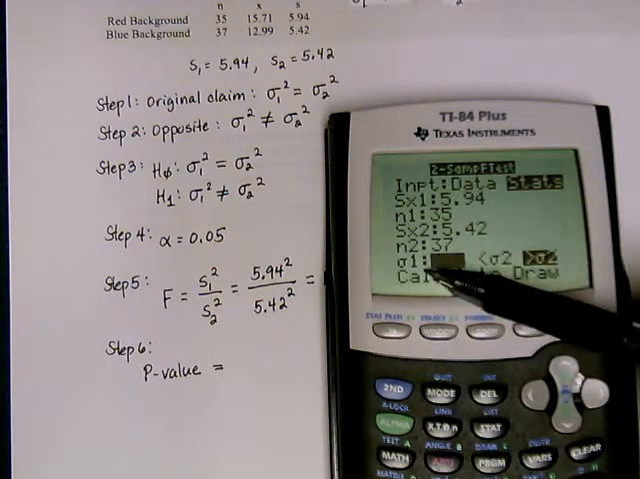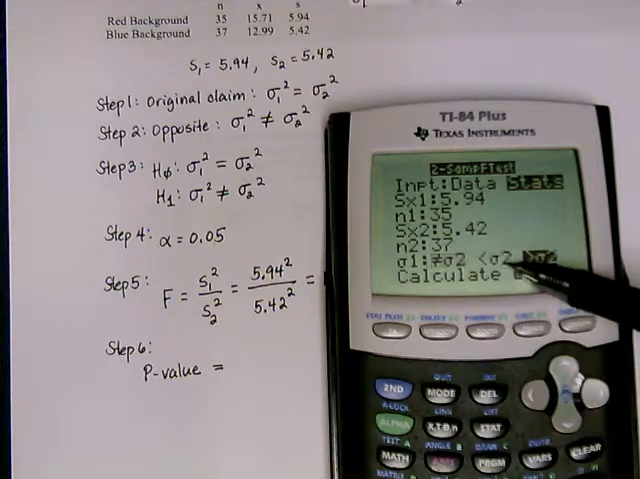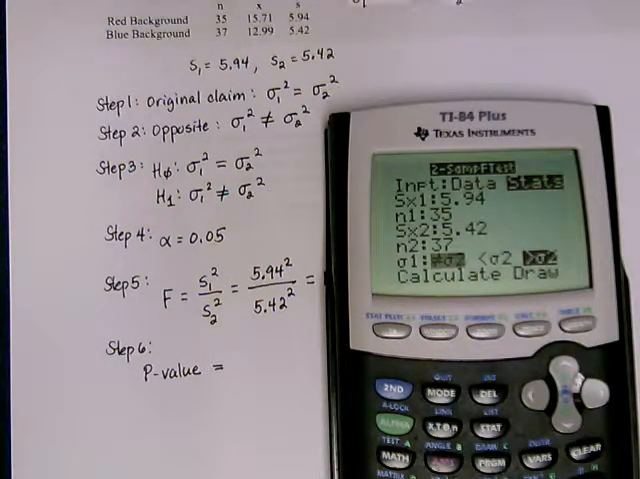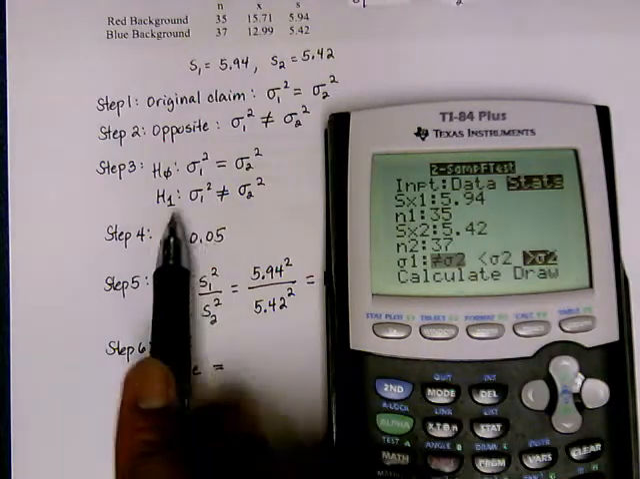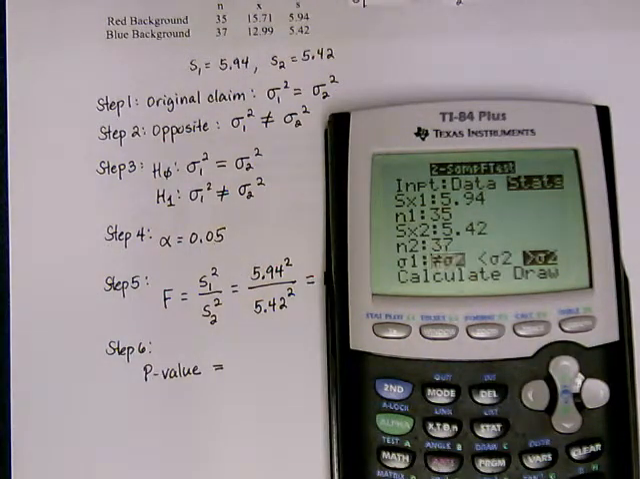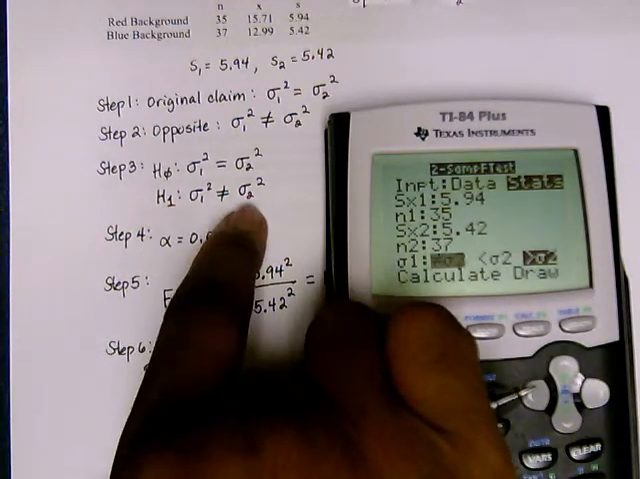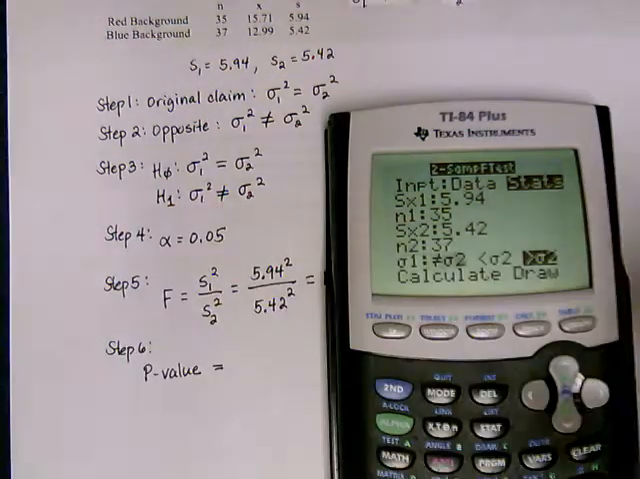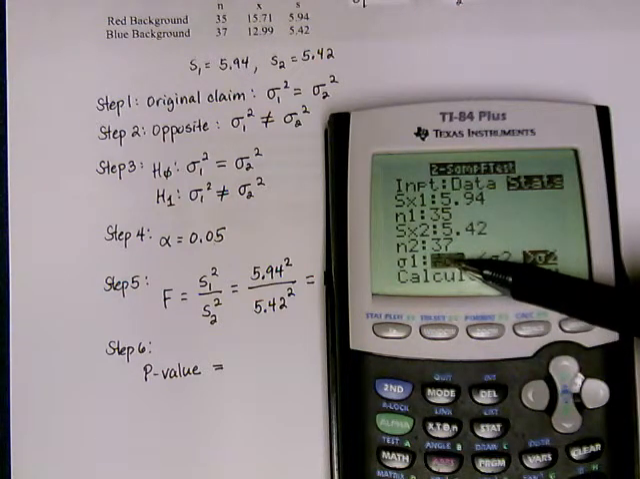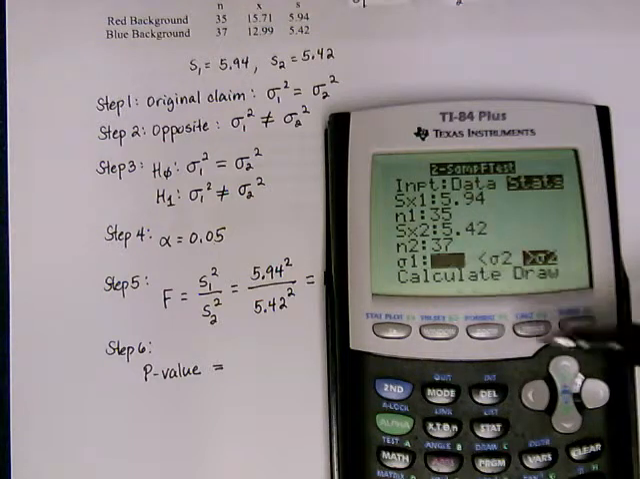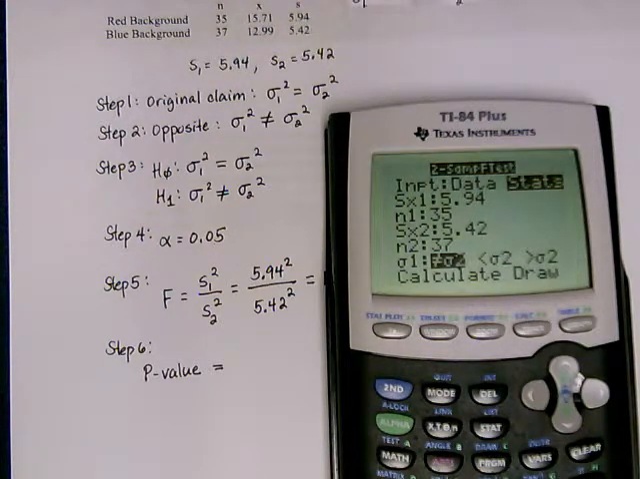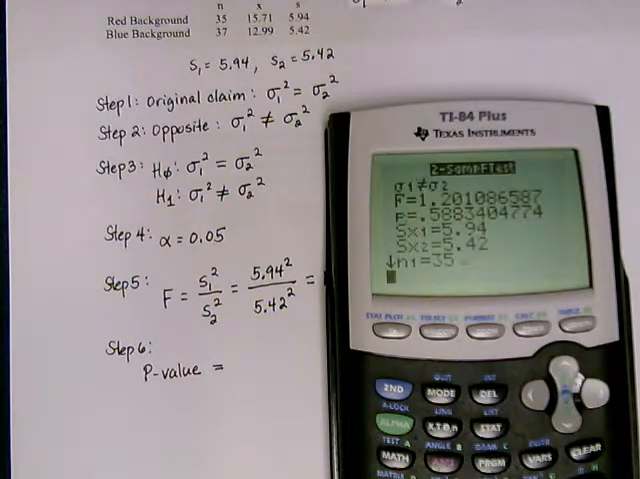Now for sigma 1, I have 3 options to choose. I have to look at my alternative hypothesis to determine which one I'm going to use. In this case, H1, my alternative hypothesis, has not equal to. So I need to select the one that has not equal to. I put the blinking cursor above not equal to sigma 2 and then press enter to highlight it. Then I go down to calculate, highlight that, and hit enter.